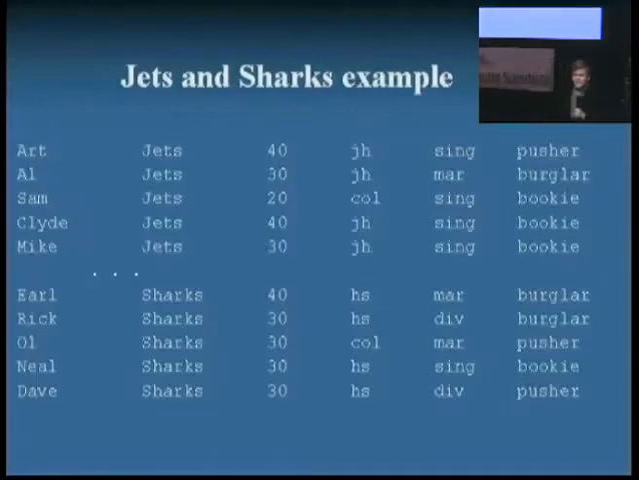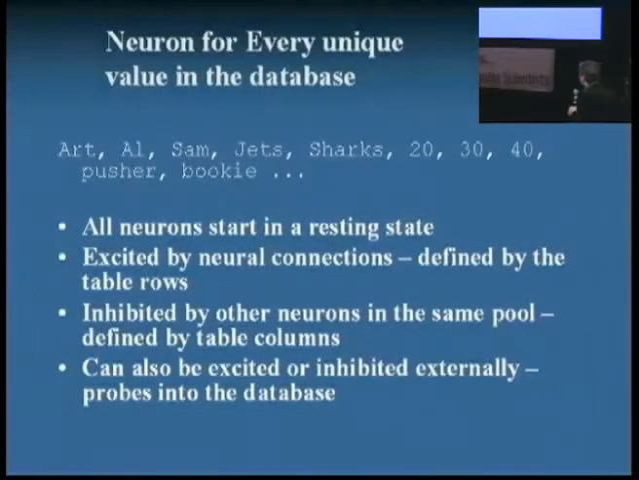So we're going to study this database using a neural net. Remember, this isn't a database, actually. It's a brain. Okay, so there is a neuron for every unique value in the database. So Art gets his own neuron, so does Al. That kind of corresponds to records. But this part's unique: 20 years old gets a neuron too. In the field of age, we take all of the unique values, 20, 30, and 40, and each one of them gets a neuron.